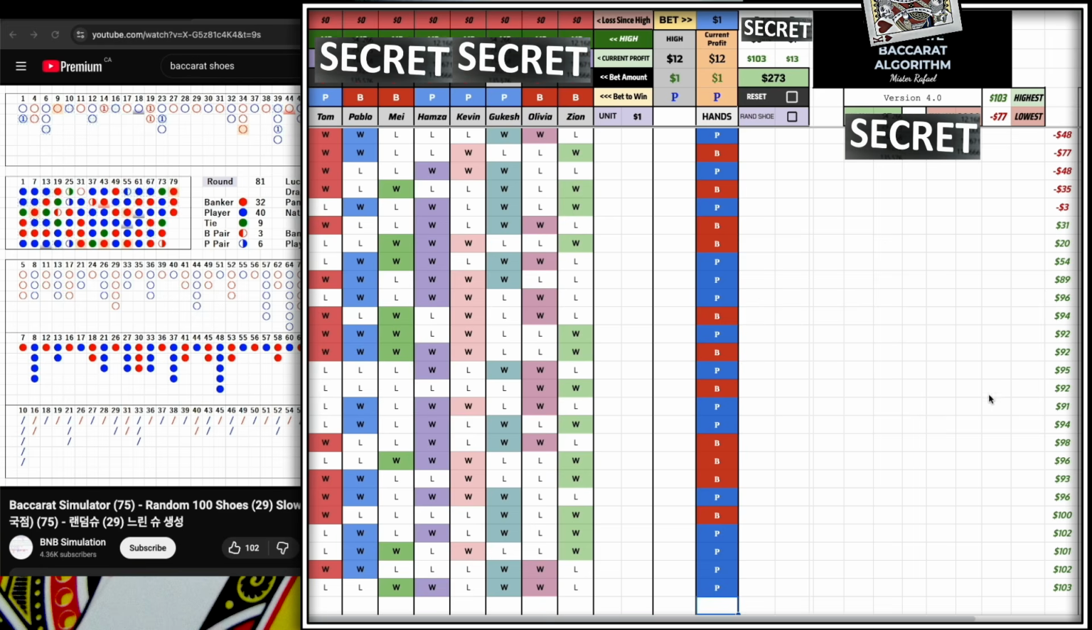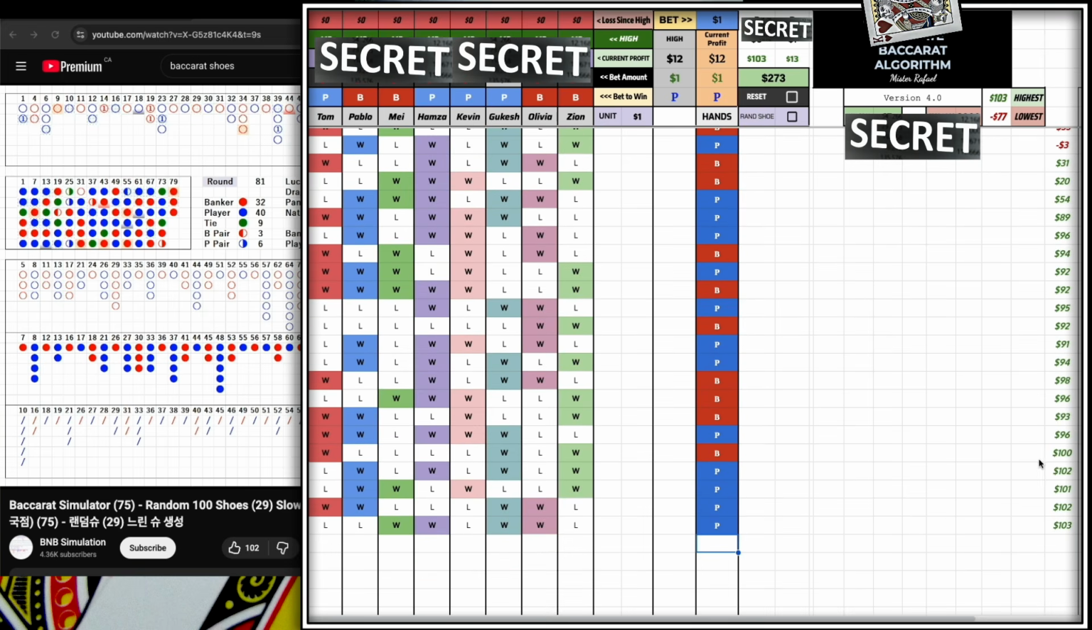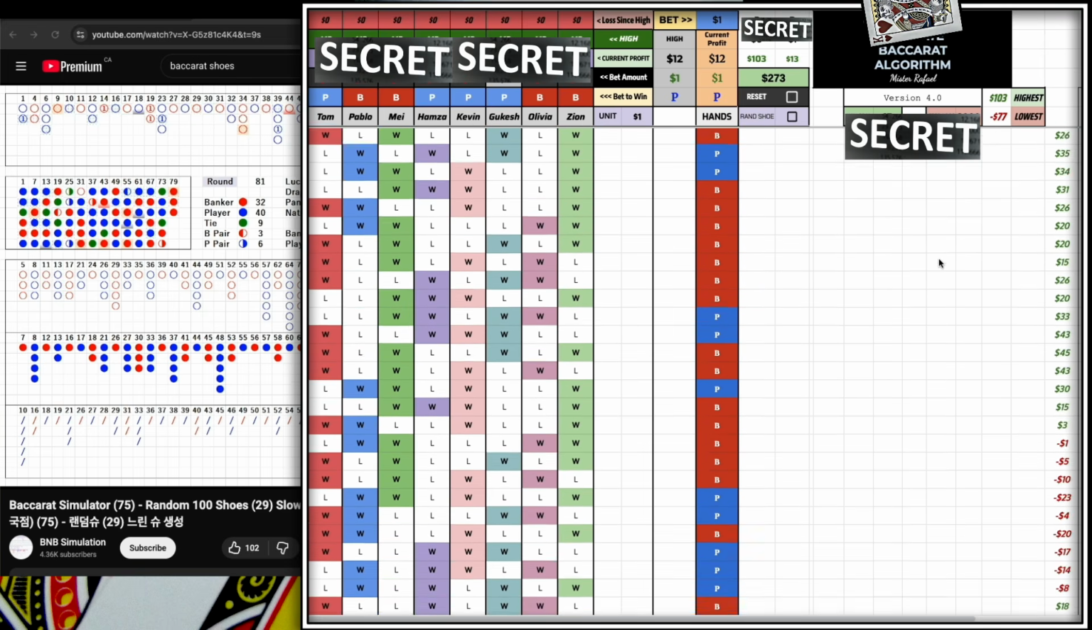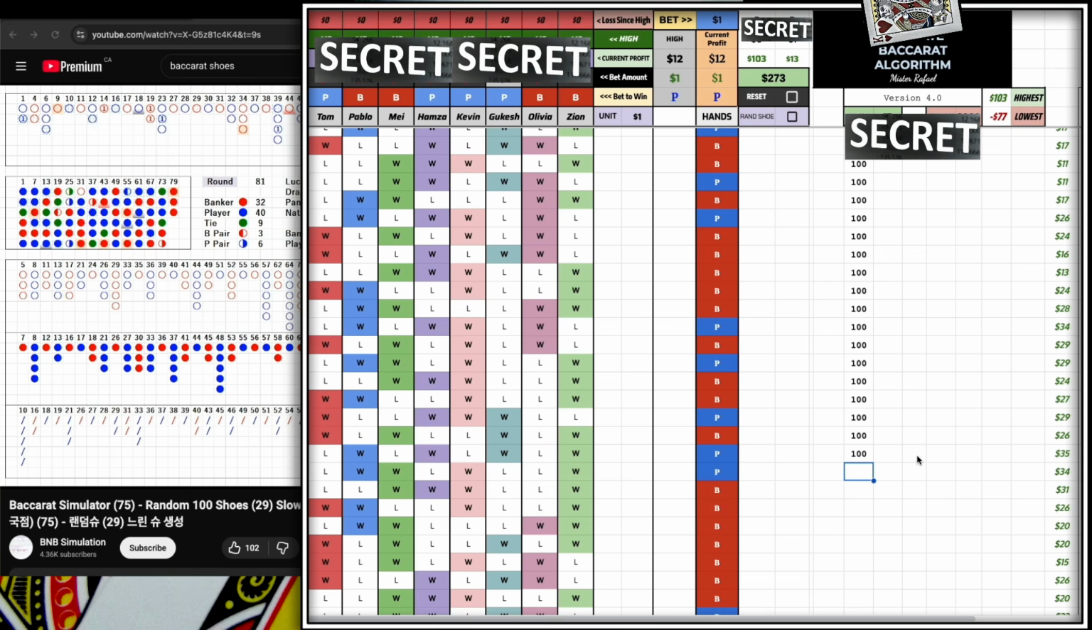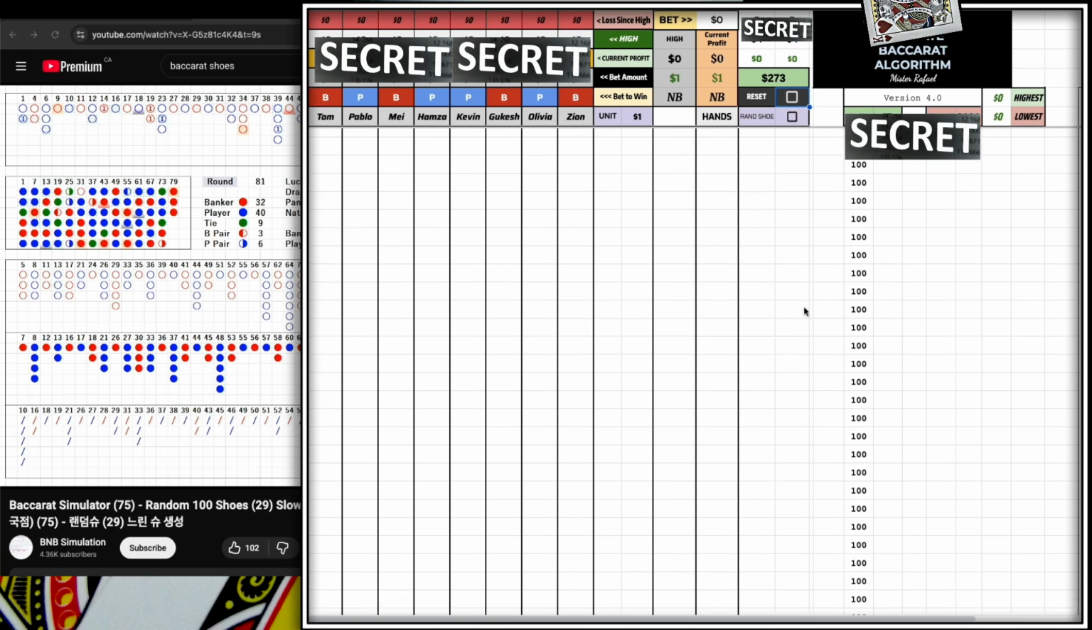And we've reached the win goal. Unbelievable. Okay, we've reached it right here. Biggest drawdown, only minus $77. So let's enter in another $100. 2 more shoes left. Almost at the finish line, guys.